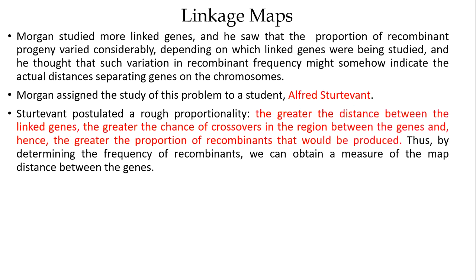Sturtevant postulated a rough proportionality: the greater the distance between the linked genes, the greater the chance of crossovers in the region between the genes and, hence, the greater the proportion of recombinants that would be produced. Thus, by determining the frequency of recombinants, we can obtain a measure of the map distance between the genes.